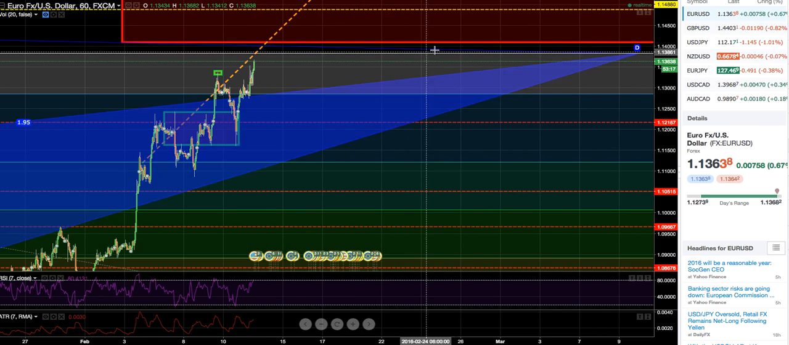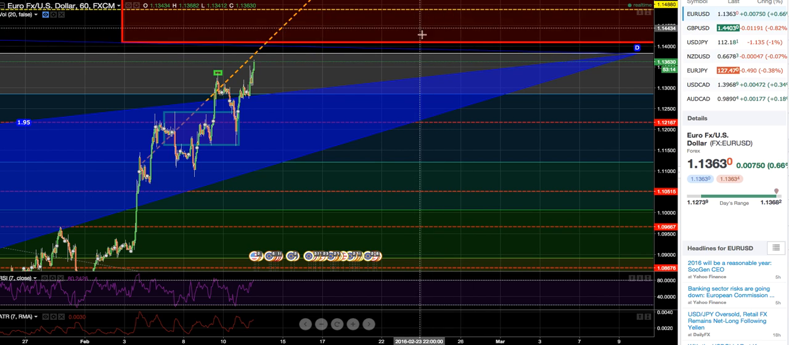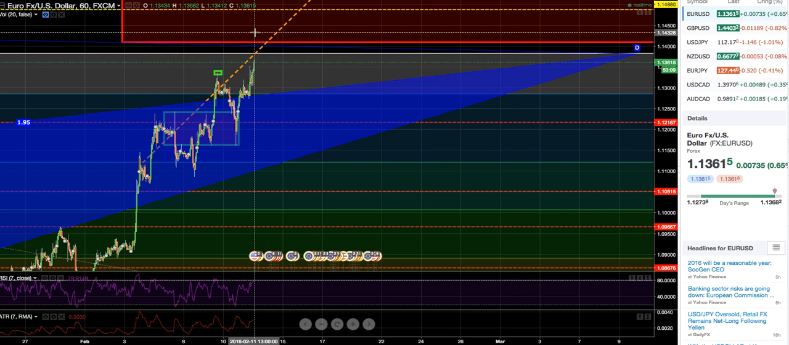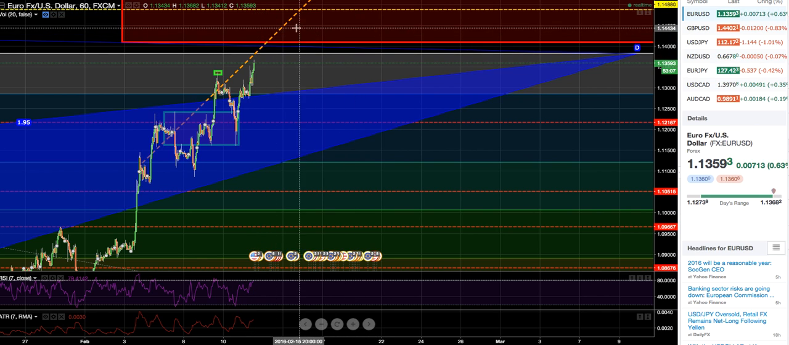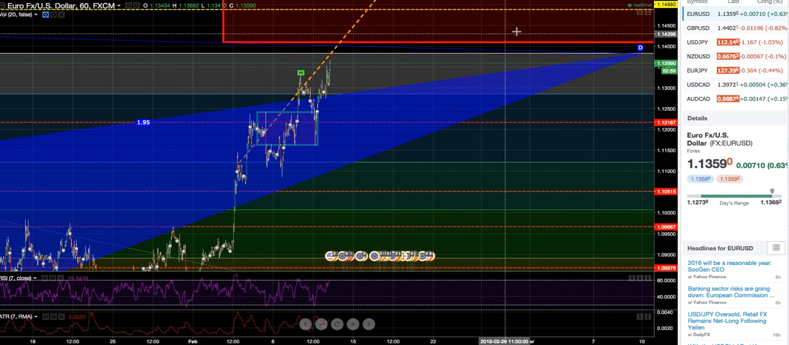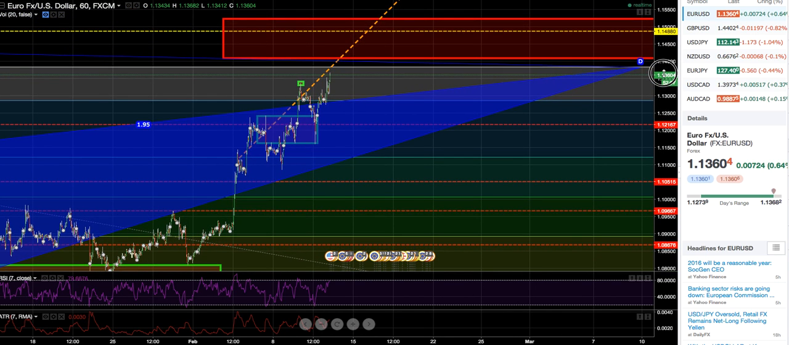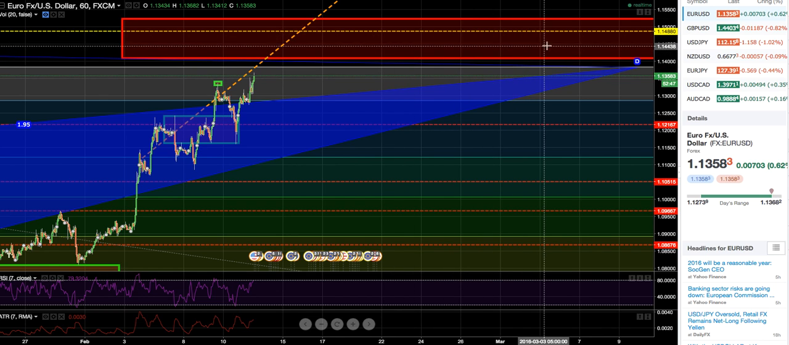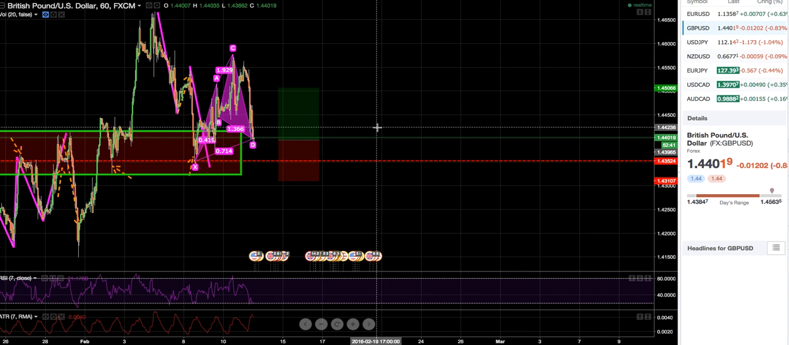This area right here. Of course, this is a big area, so you will have to look for an entry point, some clues of if the market is going to be stalling somewhere around here, right? Because this is quite a large area. So that's what we will be looking for on the Euro USD, right? So let's continue to the pound dollar.